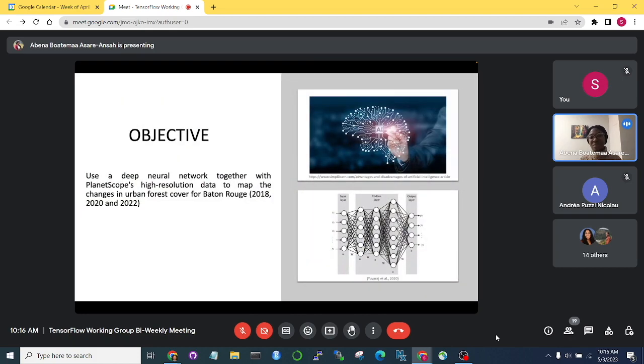All right, so let's look at the main objective. My main objective was to use a deep neural network together with PlanetScope's high resolution data to map the changes in urban forest cover for Baton Rouge. I was looking at 2018, 2020, and 2022. And we definitely know AI has come to stay because it's efficient and helps us identify changes that are going on in the landscape or in the environment.